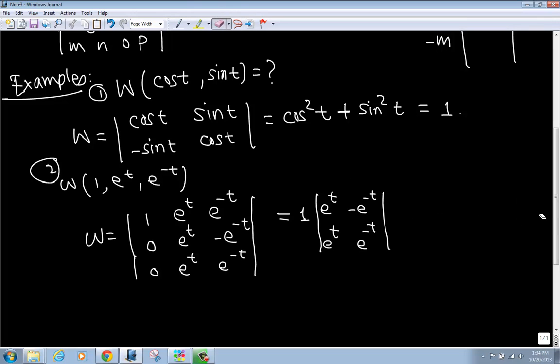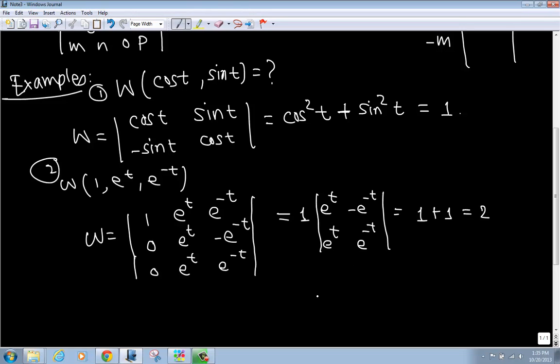Okay, now just find this 2 by 2 determinant. So 1 is nothing, e^t times e^(-t) will be just 1, minus this one times this negative, so positive, that one times that one is also 1, so it will be 2.